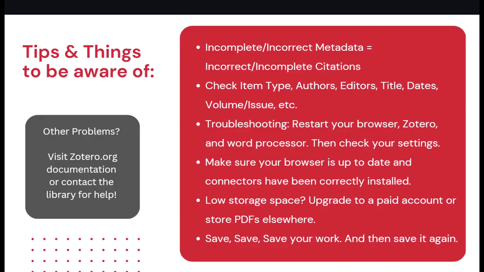Another note, the question about PDF storage space in the chat. The free version of Zotero is great, but storage space is limited without a paid account to, I think, about 300 megabytes. And so if you're running low on storage space, usually it will let you know, and you can either upgrade to a paid account, or you can choose to not have them carry over your PDFs with your citation. You can turn that feature off where it will grab your PDFs automatically, and you can choose to store your PDFs elsewhere, as they tend to take up a lot of space.